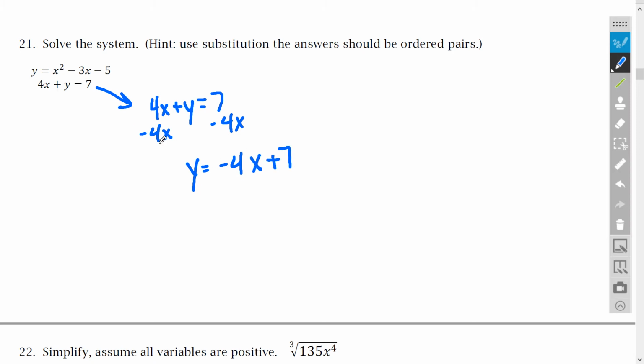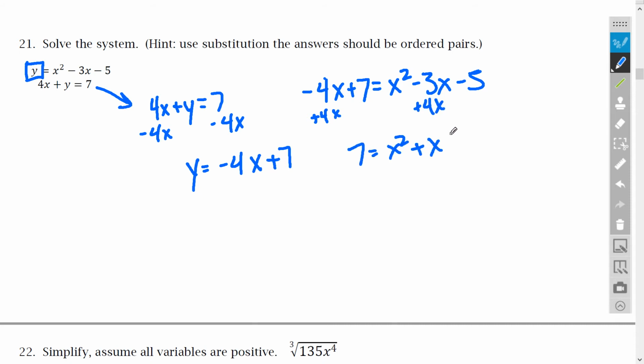Okay, so what I can do is I can replace the y in this first equation with negative 4x plus 7. So I'll replace the y in the first equation with negative 4x plus 7, and then the other side will just still be x squared minus 3x minus 5. And then I can solve this equation because it's a quadratic, okay? So I'll move these two things to the other side. So I'll add 4x. So I got 7 is equal to x squared plus x minus 5. And then I'll subtract 7. So I got 0 is equal to x squared plus x minus 12.